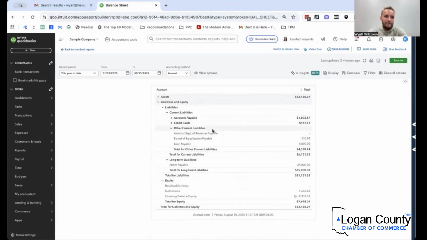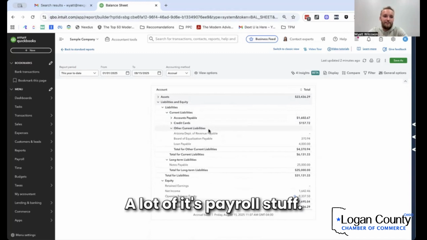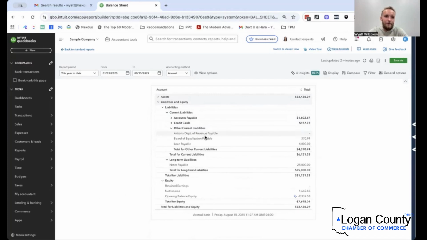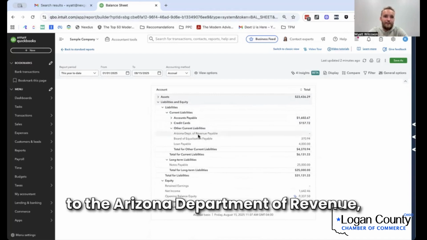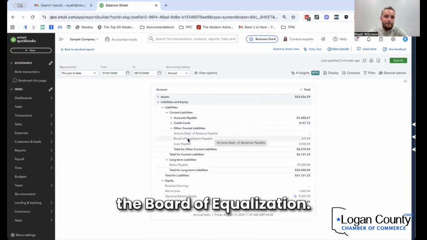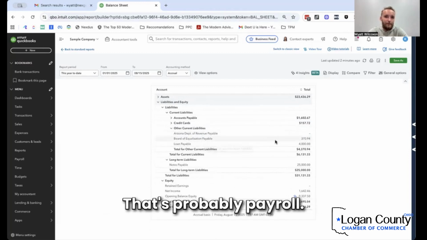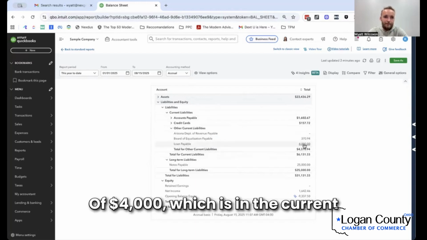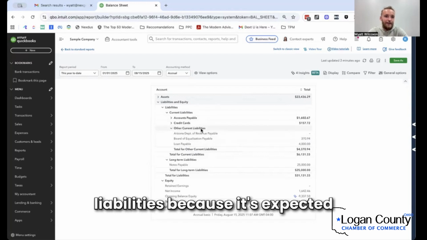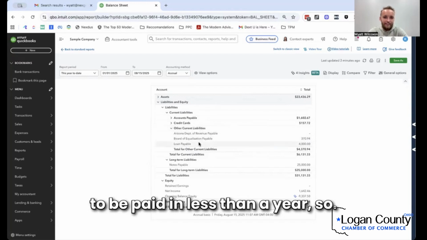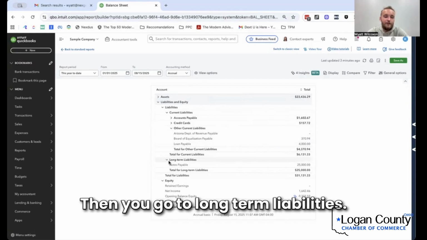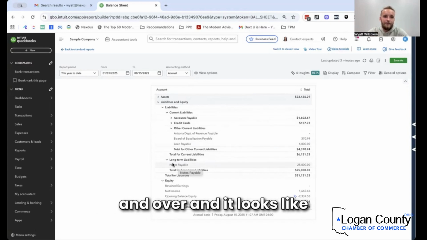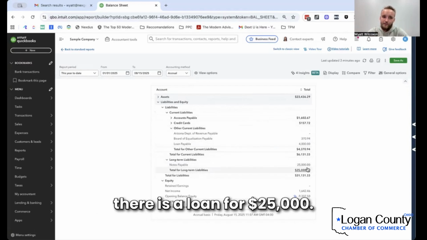Other current liabilities. So this is liabilities that are to be paid within 12 months, a lot of it's payroll stuff, government refunds, loans. So it looks like in this account, there's nothing due to the Arizona Department of Revenue, the Board of Equalization, that's probably payroll, and then the loan payable of $4,000, which is in the current liabilities because it's expected to be paid in less than a year. So then you go to long-term liabilities. So that's anything 12 months and over. And it looks like there is a loan for $25,000.